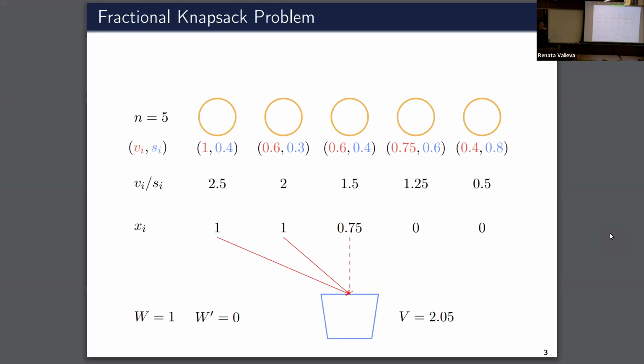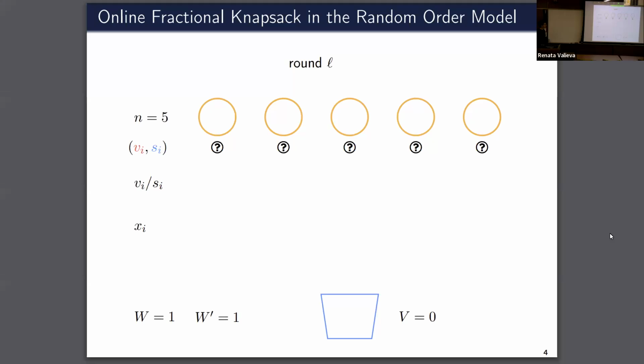Let's move on to the online version. In the online version, we consider random arrivals. So an adversary can decide the value and the size of the items, but a permutation drawn uniformly at random decides the order of the items. So the algorithm will see items one by one, decide immediately and irrevocably the xi's, so the fraction of the item in the final packing. We denote by W prime the remaining knapsack capacity, and V denotes the current profit, big capital V.